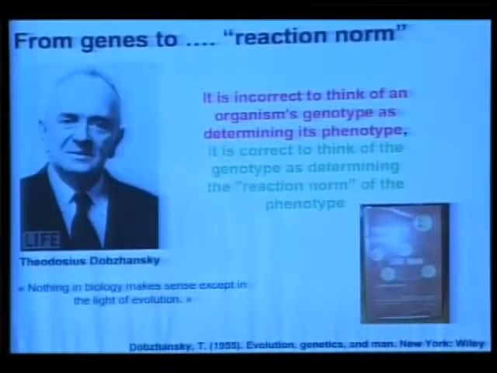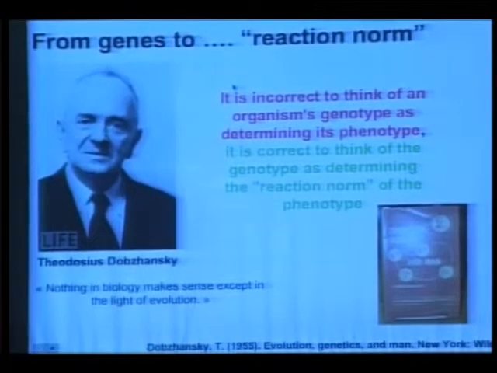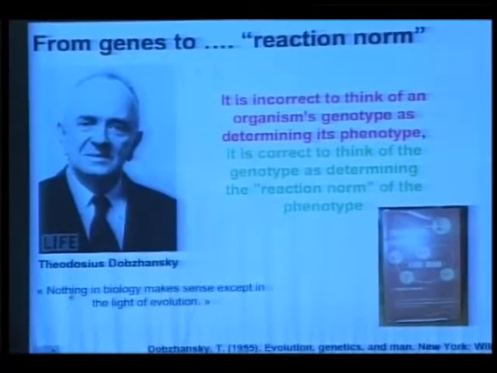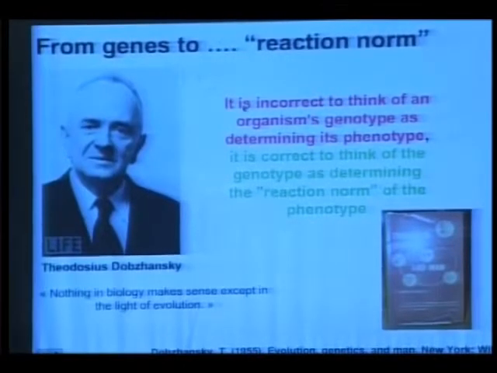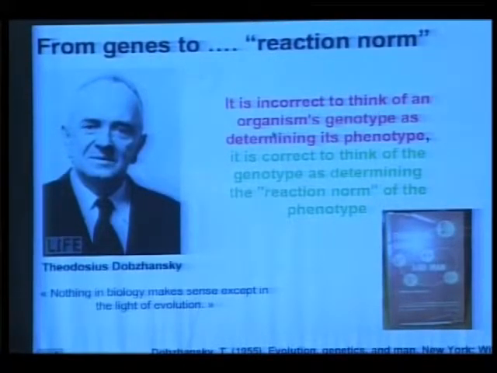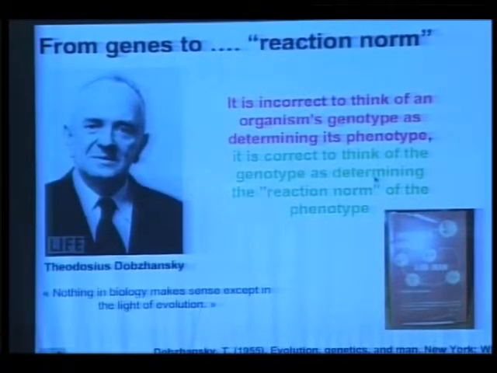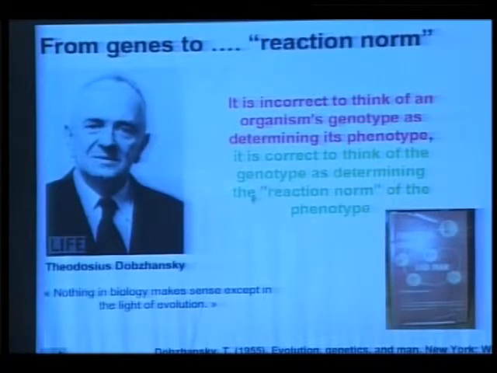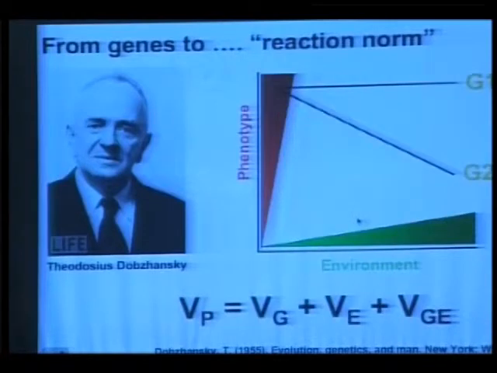So let me introduce you to Theodosius Dobzhansky. He's a famous geneticist for saying that nothing in biology makes sense except in the light of evolution. He said that it's incorrect to think of an organism's genotype as determining its phenotype. It is correct to think of the genotype as determining the reaction norm of the phenotype. So what is the reaction norm?